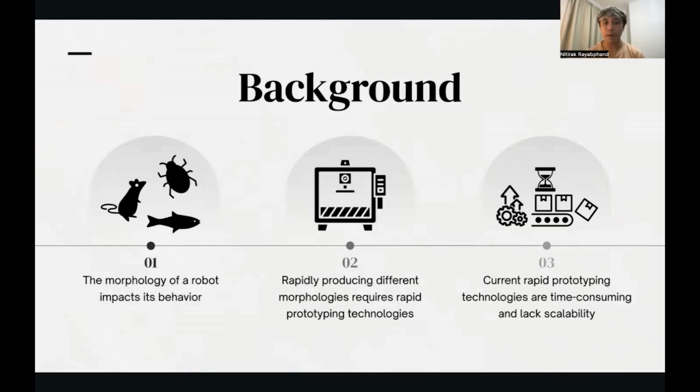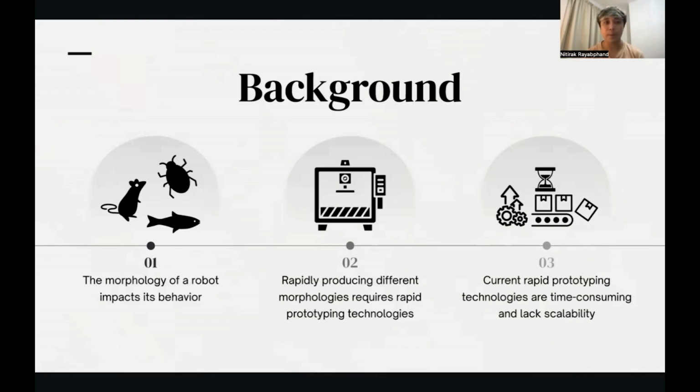We all know that morphology impacts the behavior of the animal. Their bodies and limbs make them behave differently. We can study behavior of animals by building robots that look exactly like them. But the question is how to build those robots.